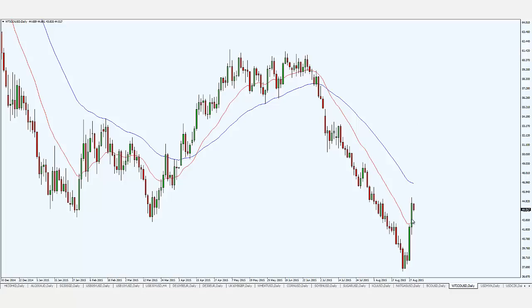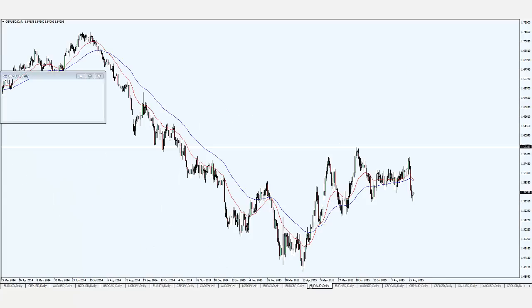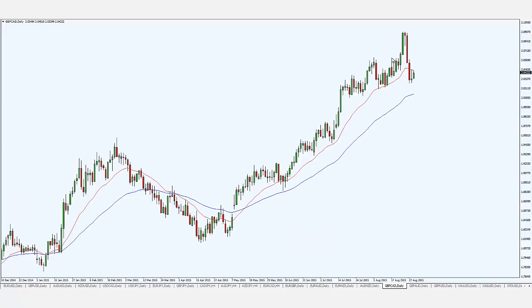So let's talk about maybe pound Canadian, shall we? It's a trade that I'm also currently still in. Where I got long on pound Canadian is that I noticed it's in an uptrend, and I saw this bullish flag pattern over here. So I went long on the break of the flag pattern.